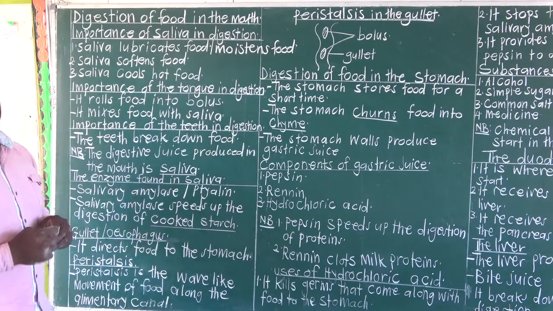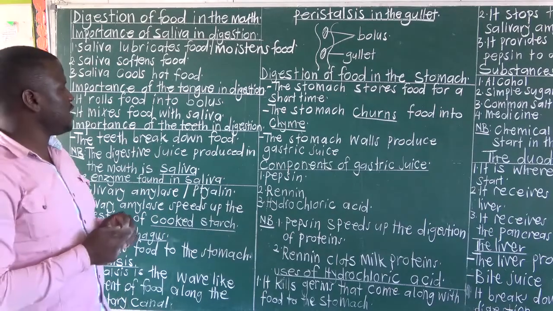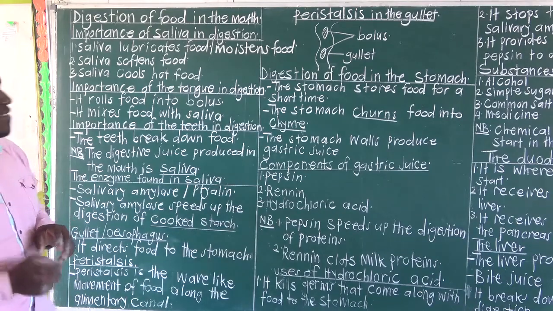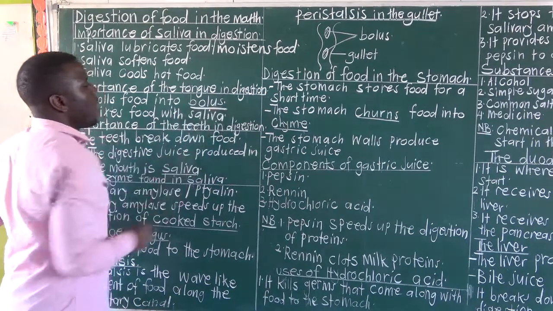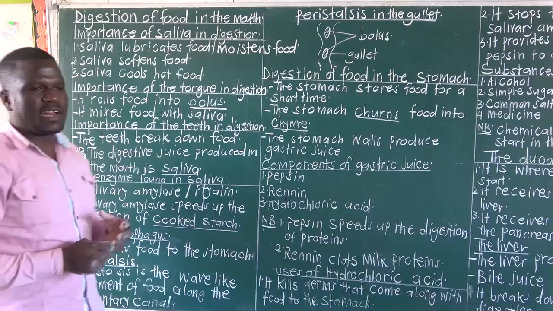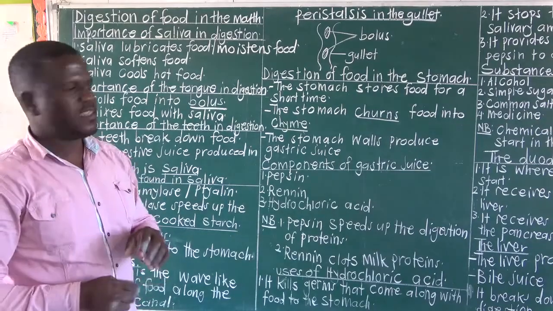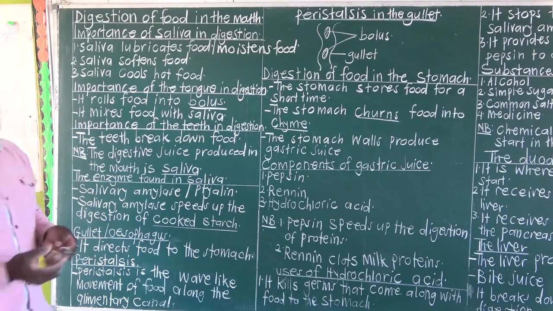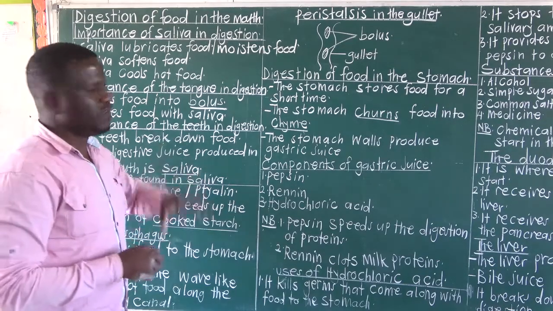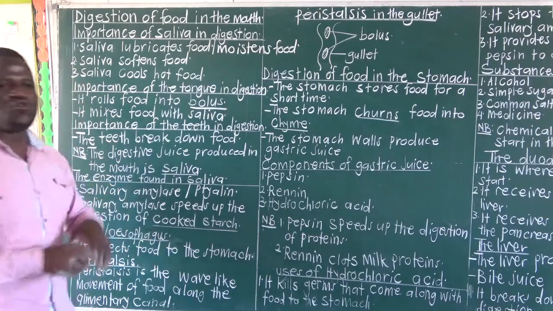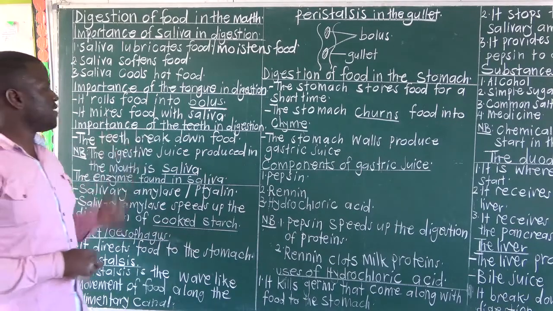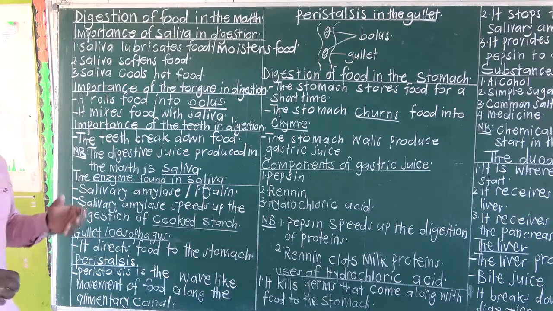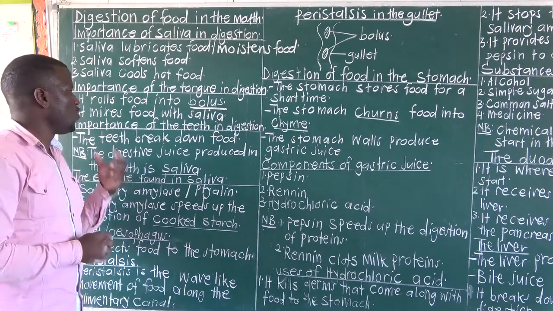We look at the importance of the tongue. How is the tongue important during digestion? The tongue has two functions. One, it rolls food into bolus. Now, bolus are the round balls of food that are made by the help of the tongue. So when you eat food, after chewing, that food is rolled into a ball-like structure called bolus. And what makes that food bolus is the tongue.